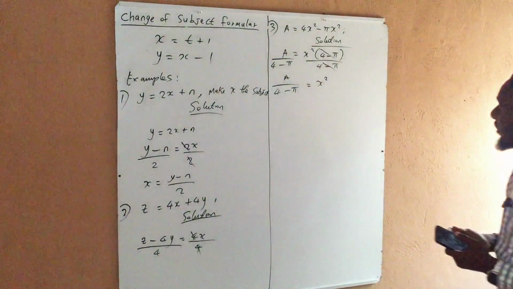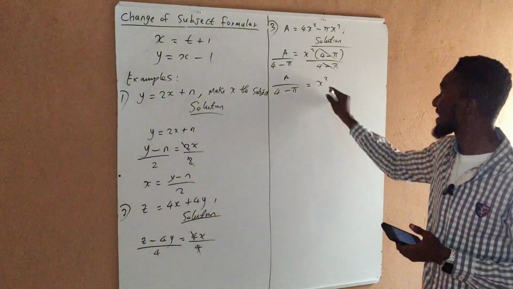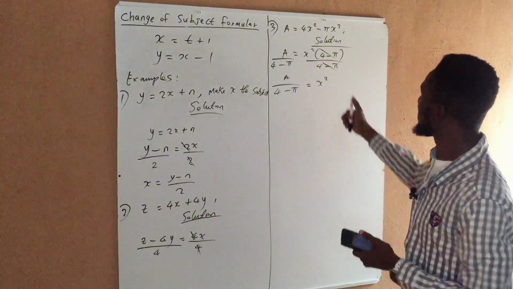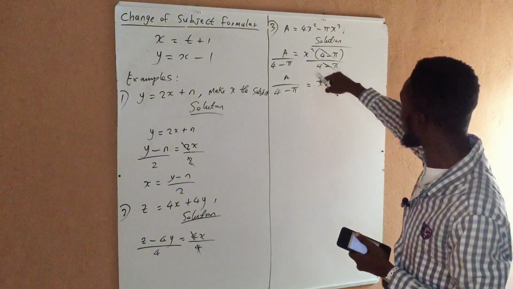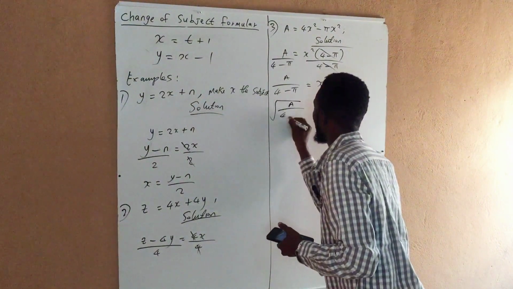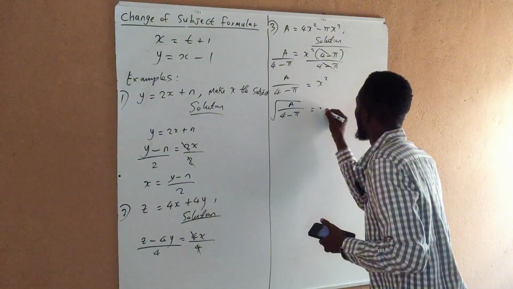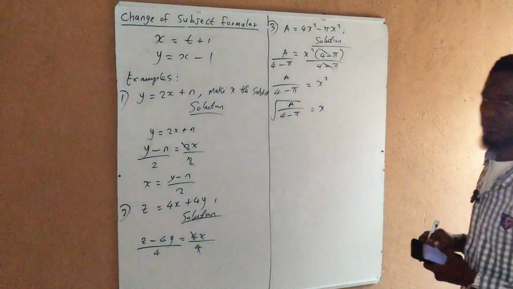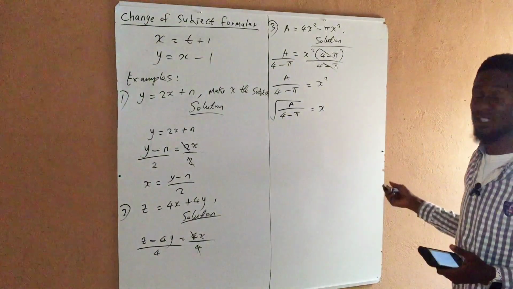Now, what do we do? Remember, we are asked to make x the subject of the formula, not x squared. Now, how do you get x? To eliminate this square here, you have to take the square root of both sides. Now, taking the square root of both sides, you have square root of a over 4 minus pi. Here you have x. When you take the square root of x squared, you have x.